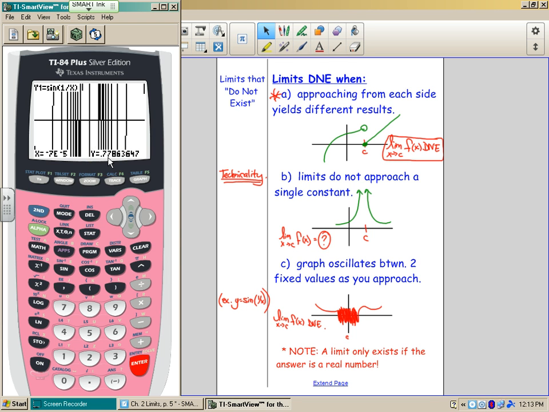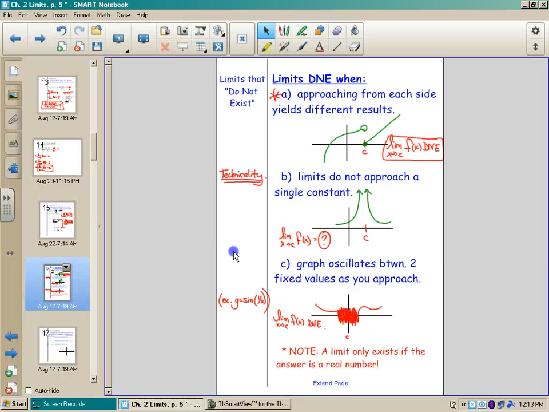It's oscillating as you zoom in, zoom in, zoom in. What's going on with your calculator is it's freaking out, so it kind of leaves part of it blank in the middle. Yeah, it's having issues. Is there a limit? No, it does not exist.